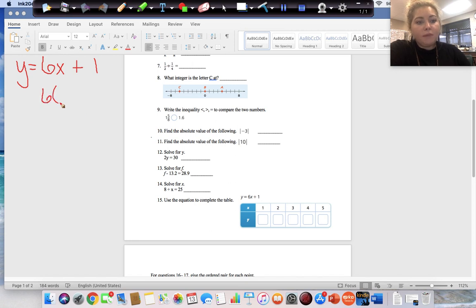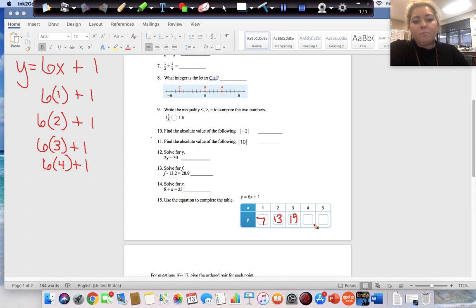So 6 times 1 plus 1. So 6 times 1 is 6. 6 plus 1 is 7. 6 times 2 is 12, and 12 plus 1 is 13. 6 times 3 is 18, and 18 plus 1 is 19. 6 times 4 is 24, and 24 plus 1 is 25. And 6 times 5 is 30, and 30 plus 1 is 31.